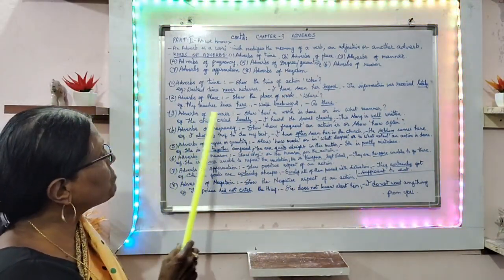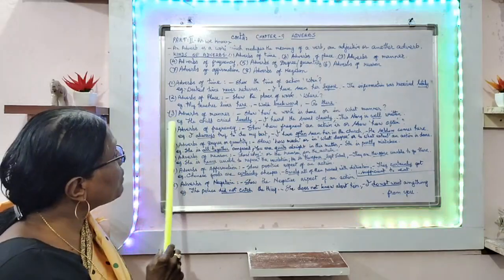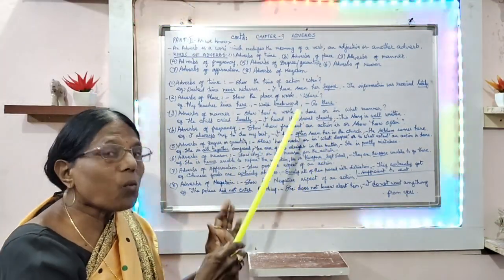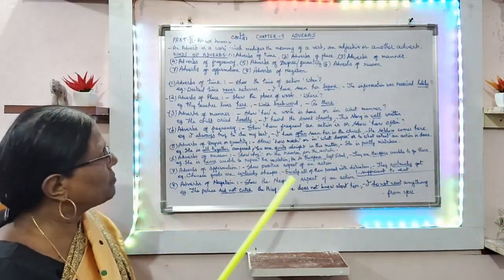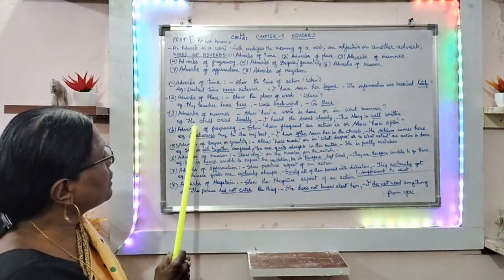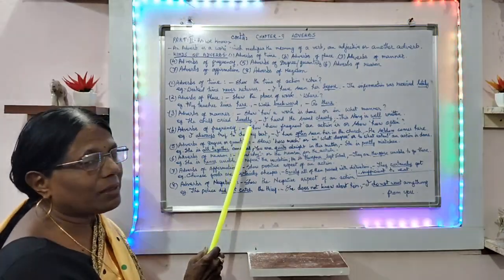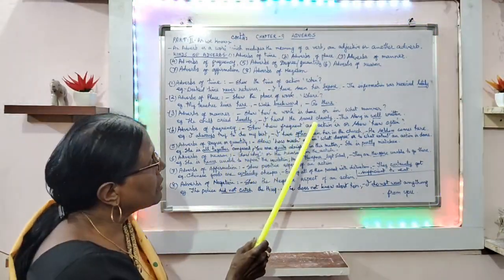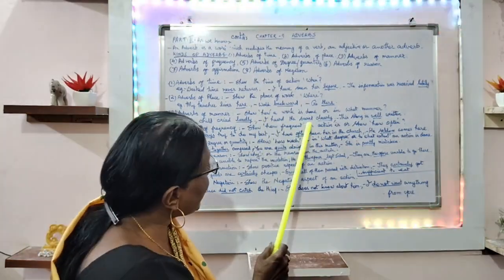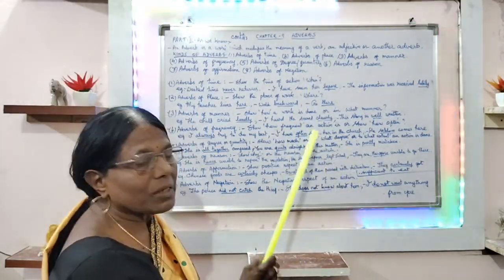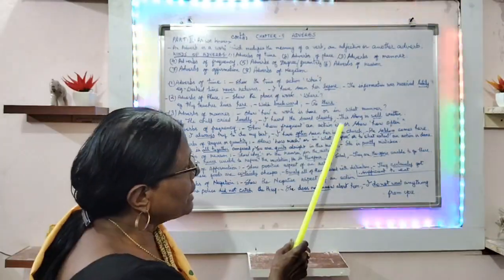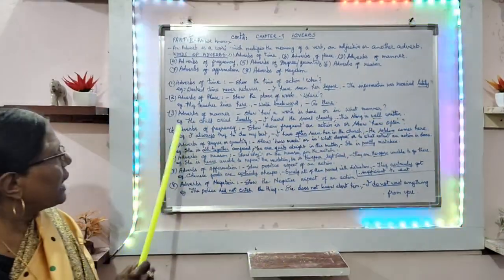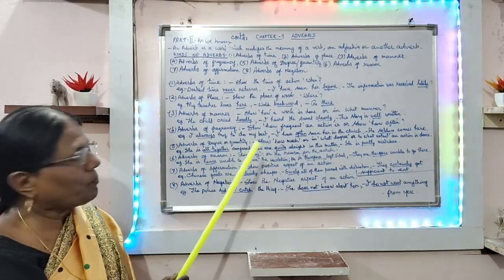Next is adverbs of manner. Now adverbs of manner show how a work is done or in what manner the work takes place. Example, the child cried loudly. The manner is loudly. I heard the same clearly. Clearly is the manner. This story is well written. Well is the manner.